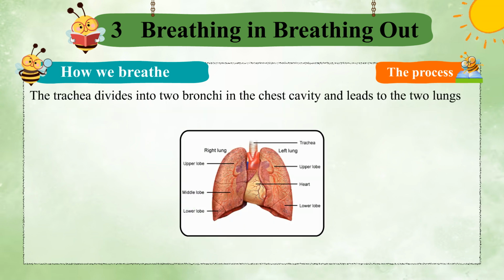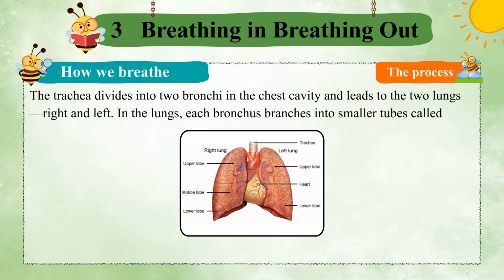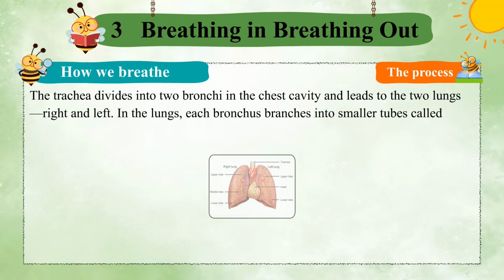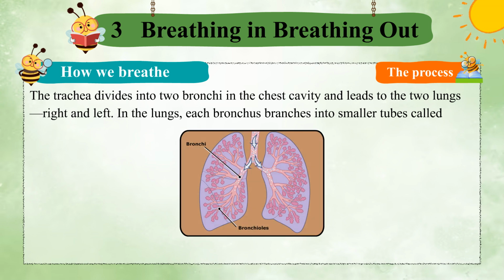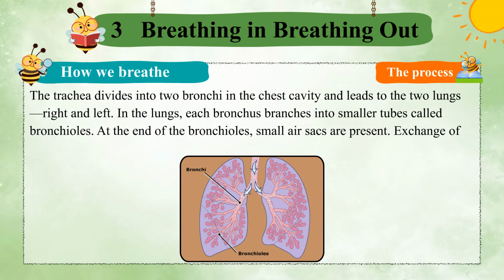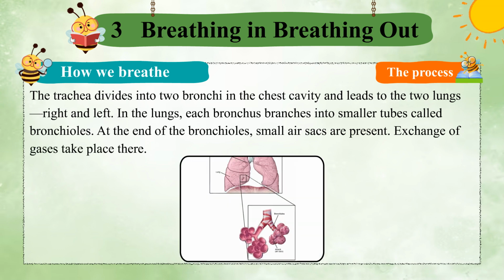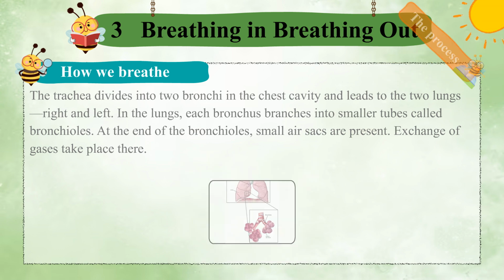The trachea divides into two bronchi in the chest cavity and leads to the two lungs, right and left. In the lungs, each bronchus branches into smaller tubes called bronchioles. At the end of the bronchioles, small air sacs are present. Exchange of gases takes place there.